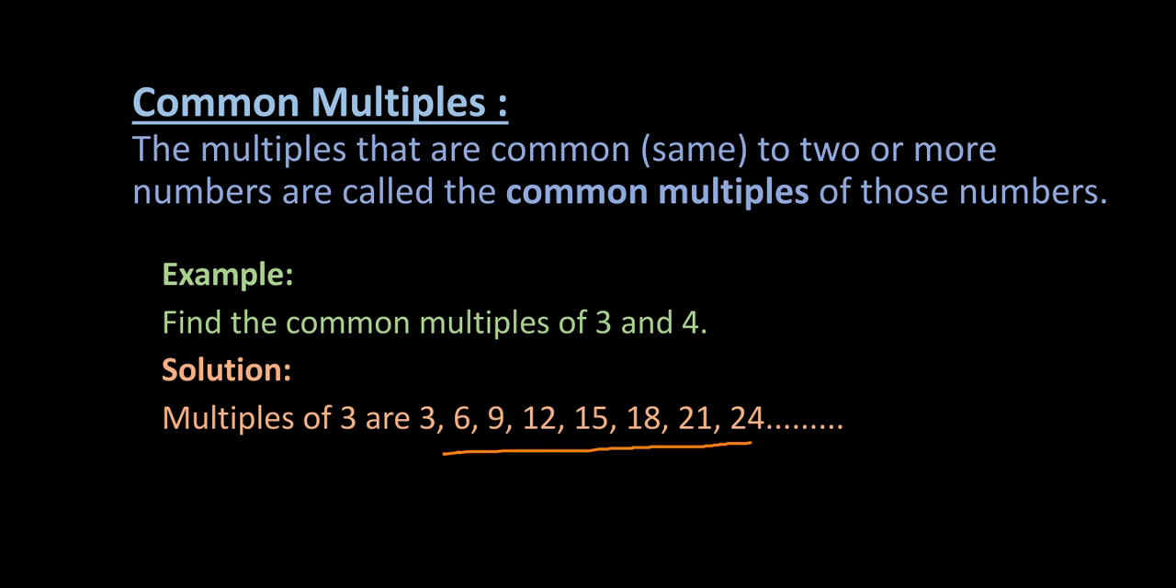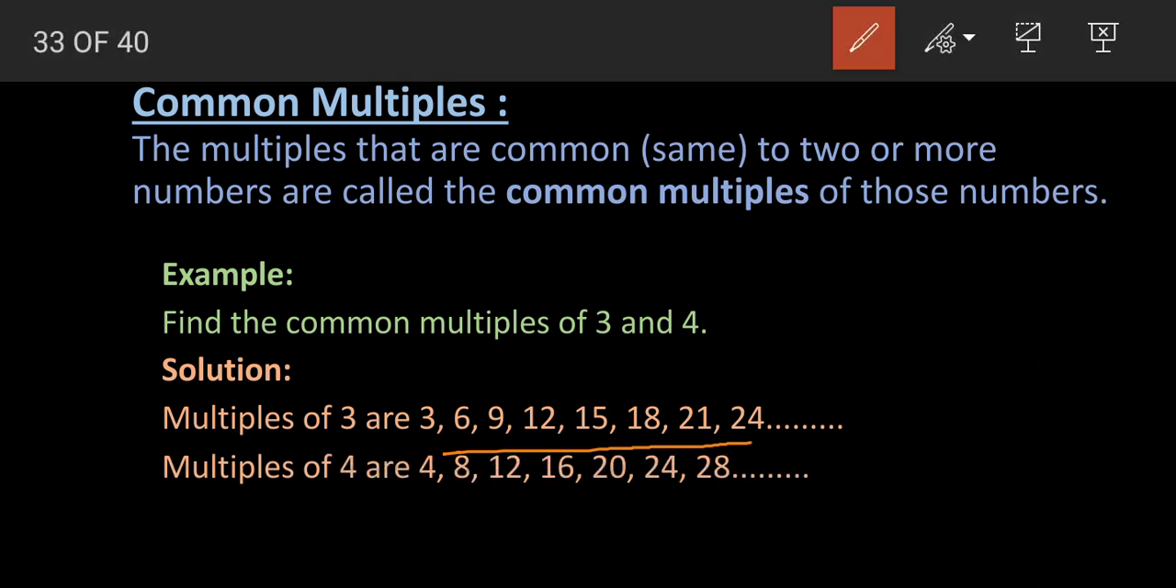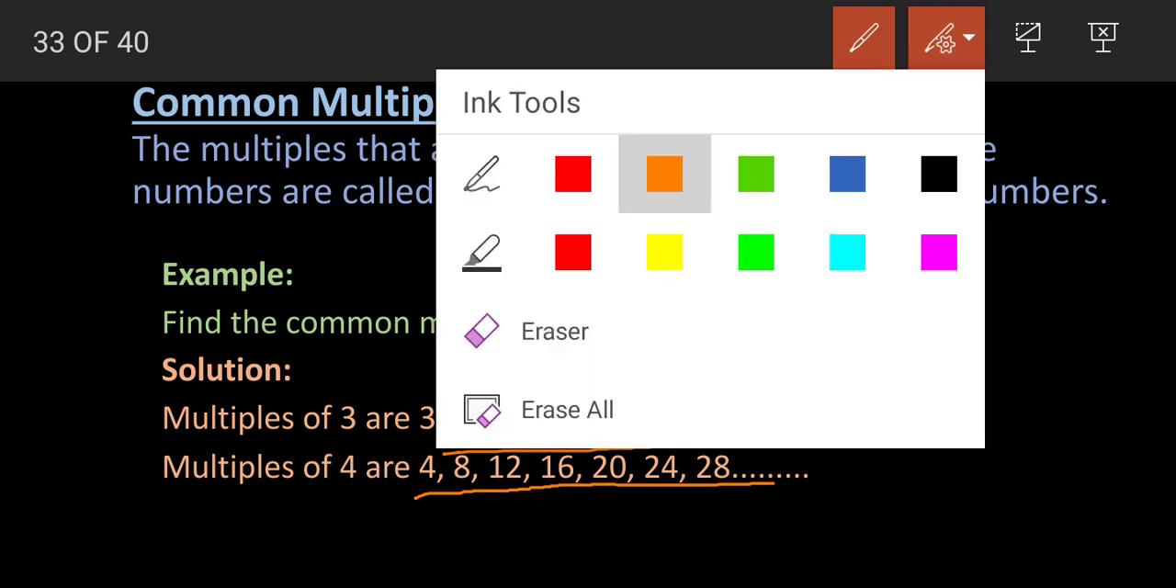Next step is you have to write the multiples of 4. So multiples of 4 are 4 1s are 4, 4 2s are 8, 4 3s are 12, 4 4s are 16, then 20, 24, 28. All these are the multiples of 4. Here you got the multiples of 3 and 4.